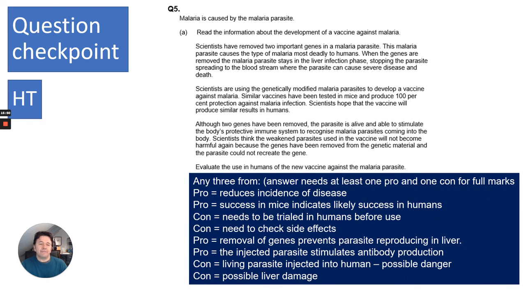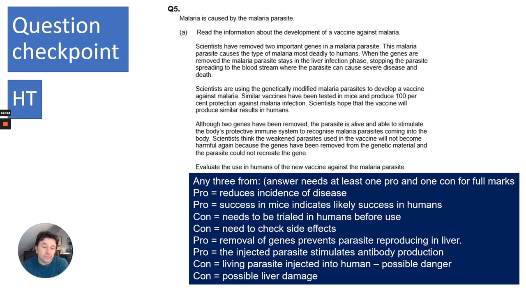So any 3 from the following. An answer needs at least 1 pro and 1 con for full marks. There are lots of different things you could write here. So let's look at a pro. It reduces disease, which is a pro. The success in the study with mice indicates that it might be successful in humans. However, as you'll probably know from the section on development of drugs, it needs to be trialled in humans before use, and you need to check the side effects as well.